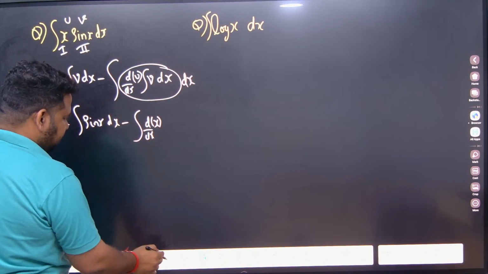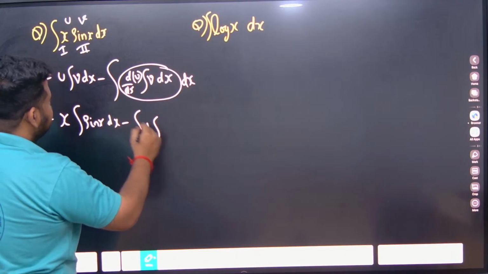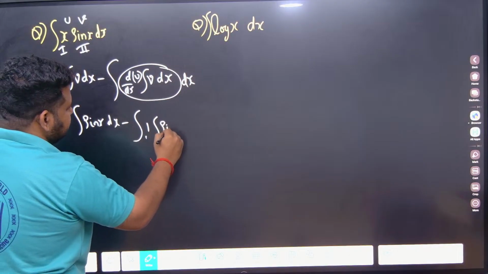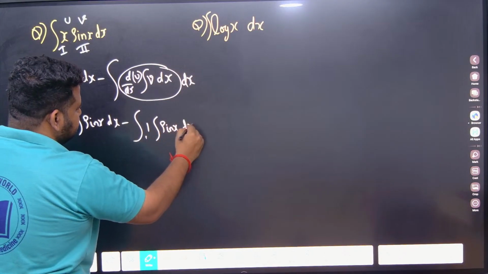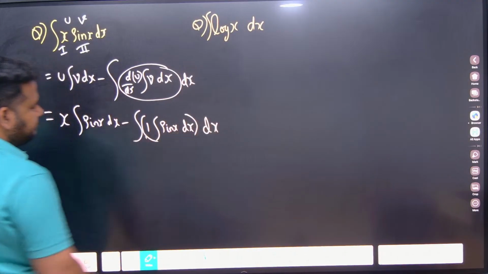Derivative of x is what, friends? Derivative of x is 1. Derivative of d by dx of x is 1. Integrate the second function, sin x dx. So this entire thing we have to integrate.